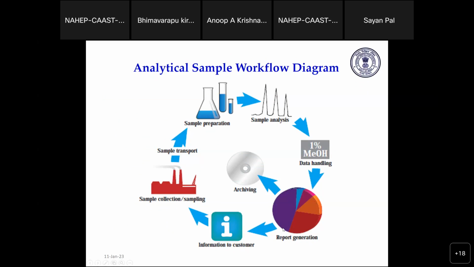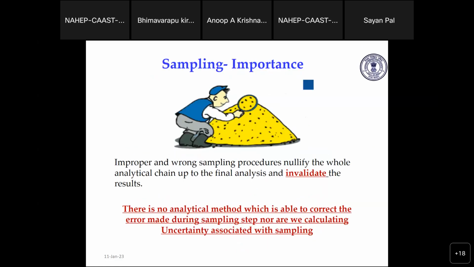It can be informed to a customer, or if it is a research institute, it goes in as part of research, publications, or it can also go as an advisory or information to various regulatory bodies or governmental organizations, on the basis of which some decision is taken. This is how generally the flow happens for any antimicrobial or antibiotic residue workflow. Now, coming to the first topic, sampling.